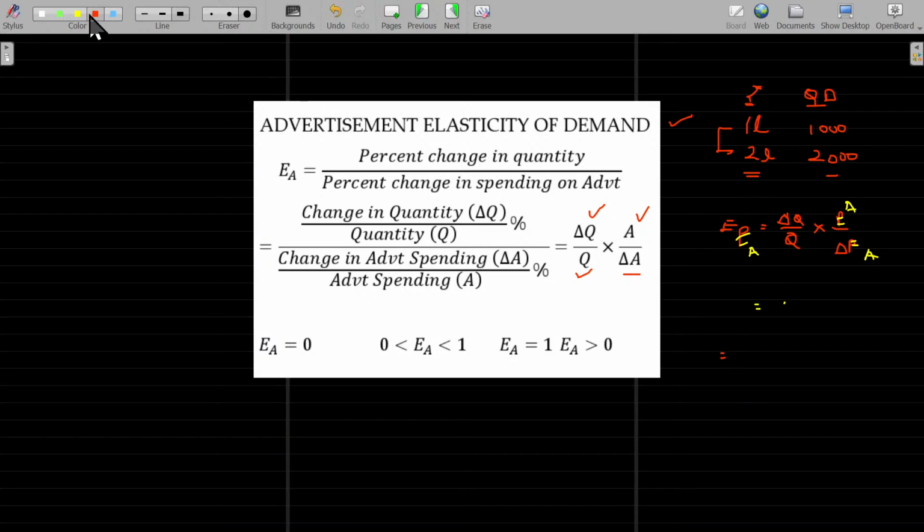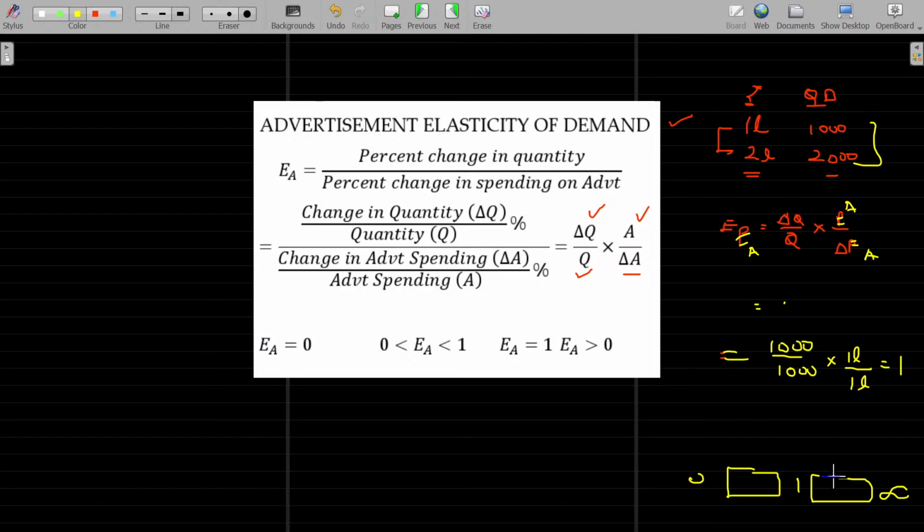In this illustration, it is very simple. The change in quantity demanded is 1000 from the base of 1000, and the amount is 1 lakh and the change is another 1 lakh. So the answer is 1, unitary. It may also again be 0, infinite, 1, anywhere between 0 to 1 or anywhere between 1 to infinite. Possible: 0, infinity, more than 1, and anywhere between 0 to 1. This is unitary, and this is more than 0. Come on, make a note of that.